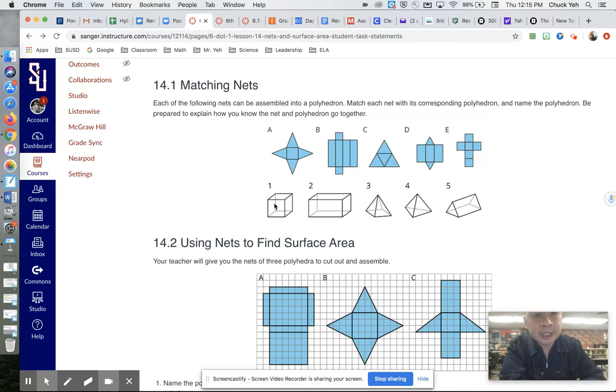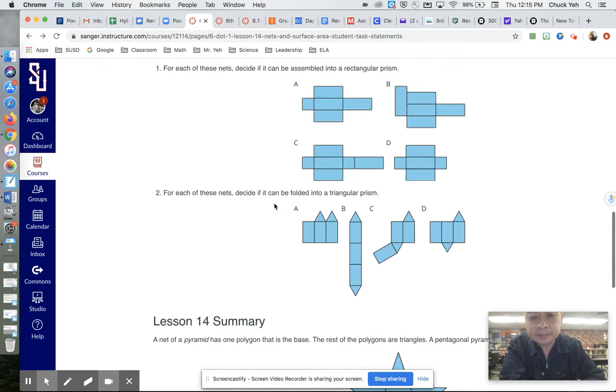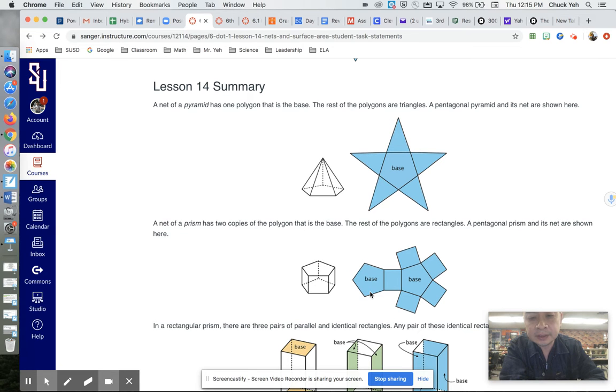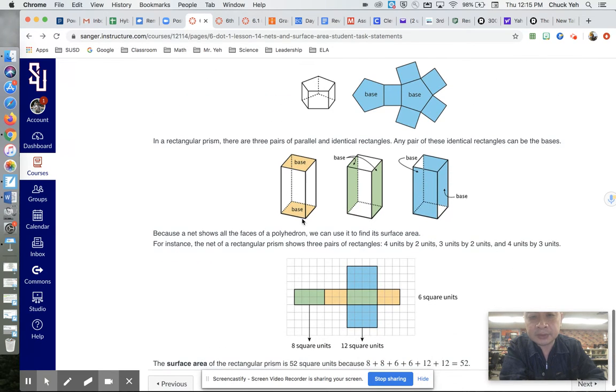Okay? And that's basically what we did today. And then we also went over the lesson 14 summary. So a net of a pyramid has one base. The net of a prism has 2 copies of the base. And then in a rectangular prism, there's 3 pairs of parallel and identical rectangles. Any pair of these can be the bases.